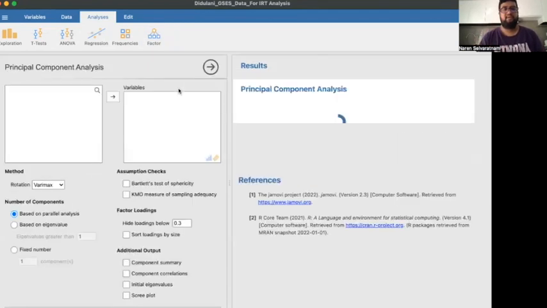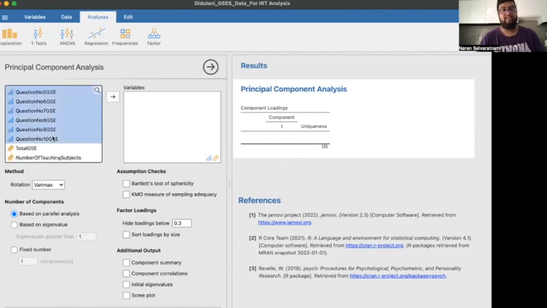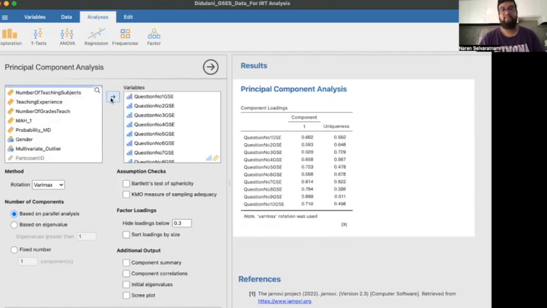Now, when I click on this, you would notice on the left side, I have the options that I need to click in order to get the output. And on the right side, you would see the output. So here we have some blank output. The first thing that you need to do is select all your questions. Now I have 10 items. So question number 1 to number 10, I'm going to select these and send them to the variable side.